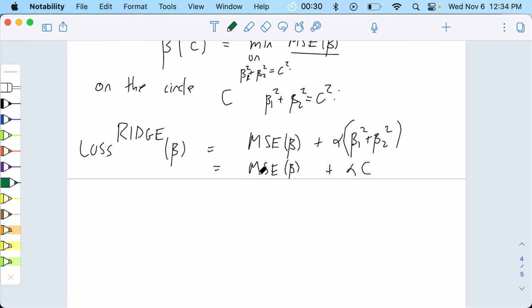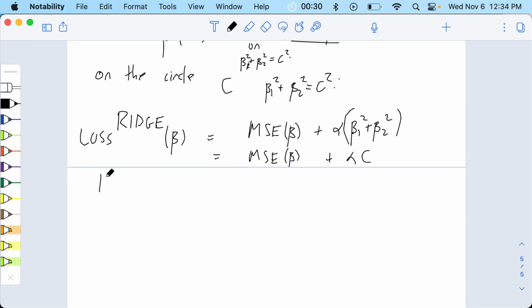Let me draw this last thing, and then I will pause for a second if there's questions. So what is the point over here is instead of thinking of ridge as a function of alpha, that's how we've been thinking about it for now, function of alpha.